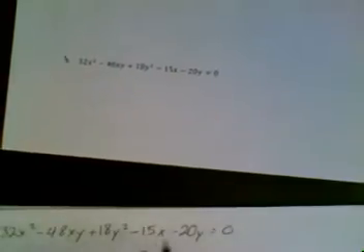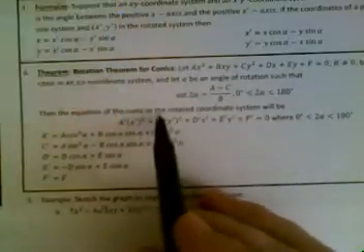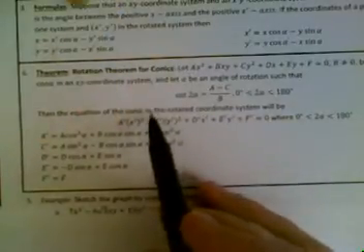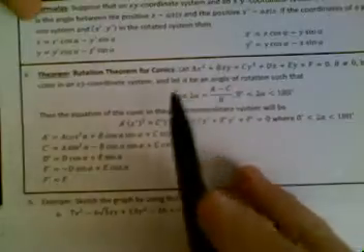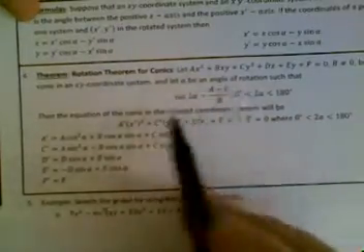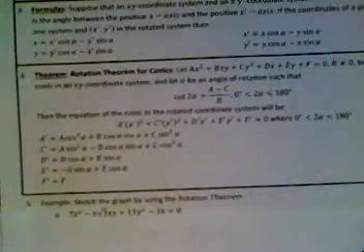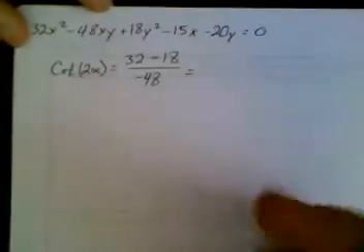I'm going to take that particular equation, and I'm going to change it so that it doesn't have that xy term. Without that xy term, I don't have any shifts. So what I'm going to start with is the cotangent of 2 alpha equals a minus c divided by b. I'm going to solve that thing first, so I'm going to write that down.